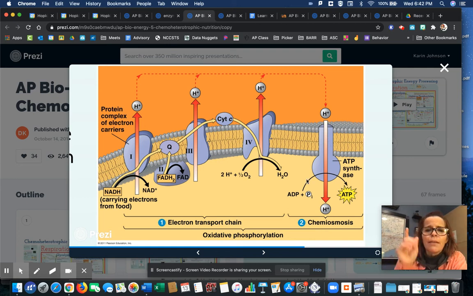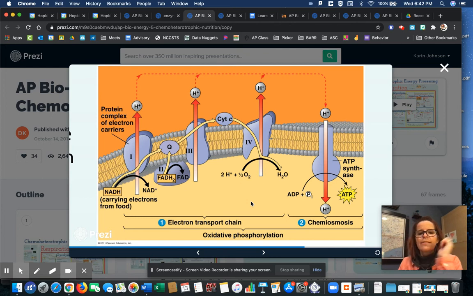The one enzyme you absolutely need to know the name of is ATP synthase. Now, this is a super simplified drawing of ATP synthase. It's a turbine that as the hydrogen ions move through, it attaches the inorganic phosphate to the ADP and we make ATP. This is oxidative phosphorylation, not substrate level phosphorylation.